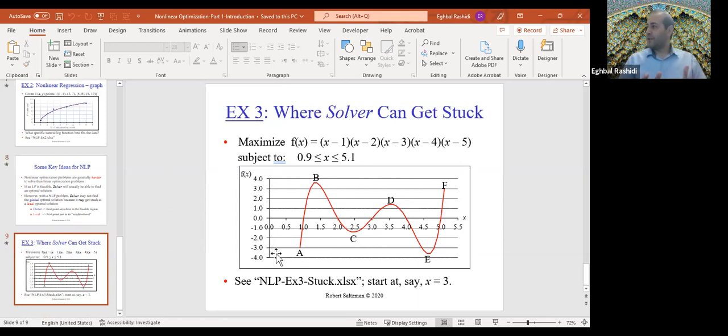So this looks like a crazy function, as you see here. And this function is x minus 1 multiplied by x minus 2 multiplied by x minus 3 multiplied by x minus 4 multiplied by x minus 5. And this is how it looks from 1 to 5. It has these ups and downs, and as you can see here, we get 1, 2, 3, 4 ups and downs.